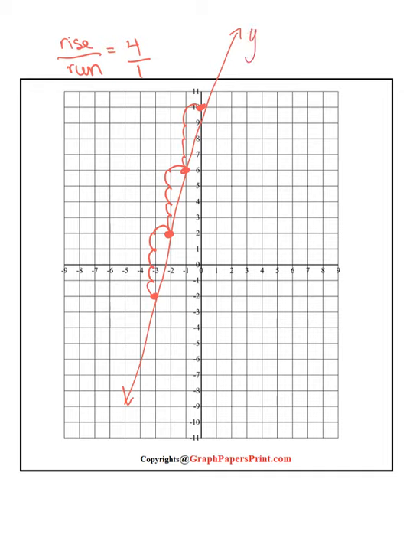So the equation of this line is y equals 4x plus 10. Now, our original equation, I'll put in blue, was 4x plus 5. So that told me that my y-intercept was at 5. 1, 2, 3, 4, 1.